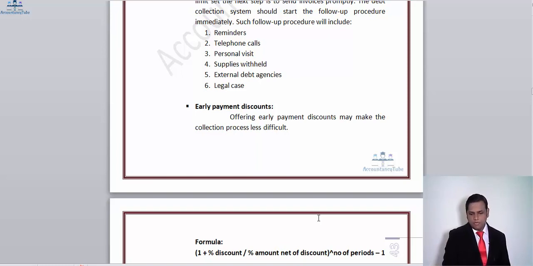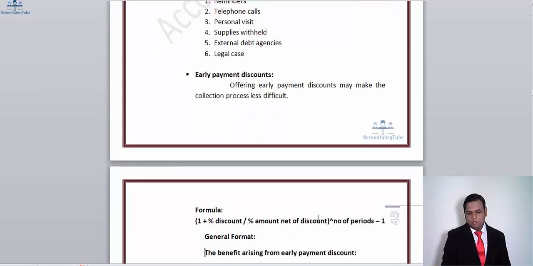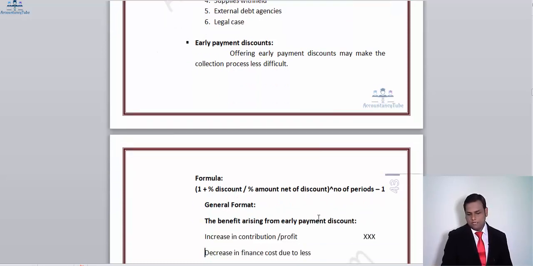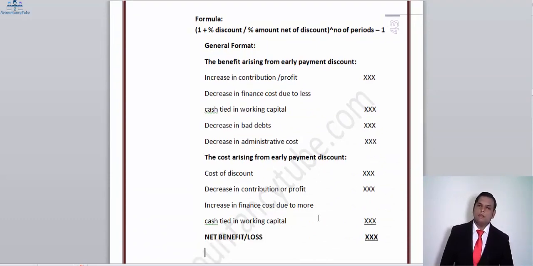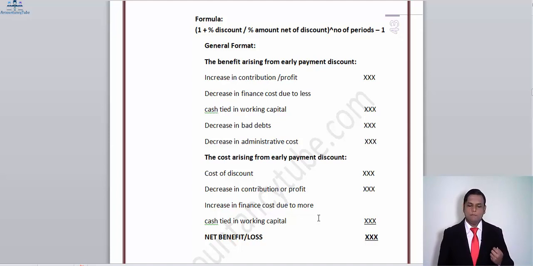Offering early payment discounts may make the collection process less difficult. The formula over here is (1 + percentage discount / percentage amount net of discount) to the power of the number of periods, less 1. And there is a format as well. Just like the last format, the benefits arising from giving the discount should exceed the costs arising from giving the discount. The obvious benefits and costs, I have mentioned in the format.